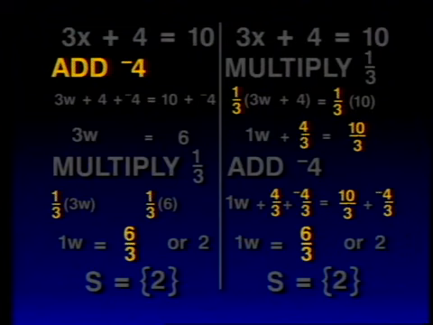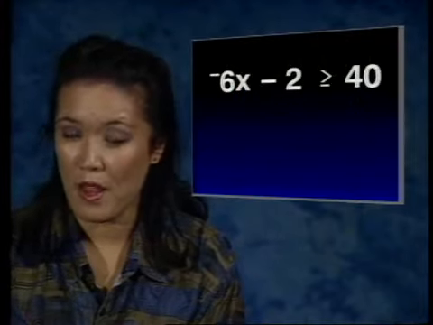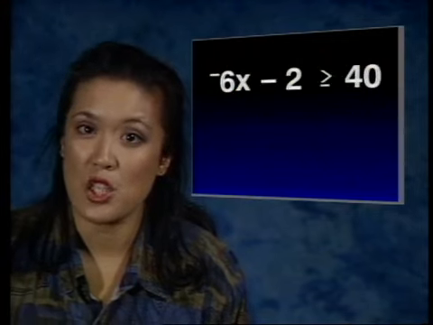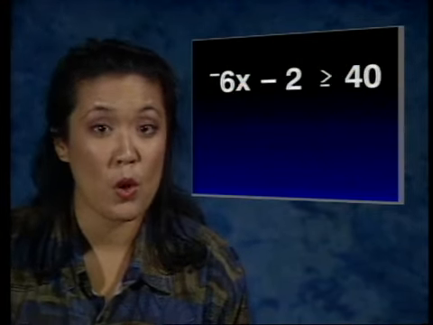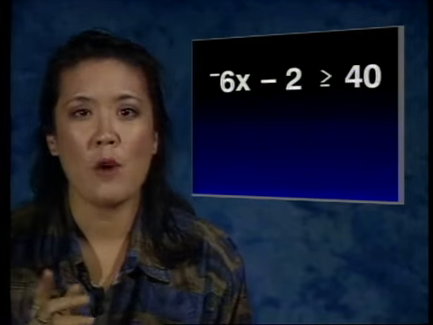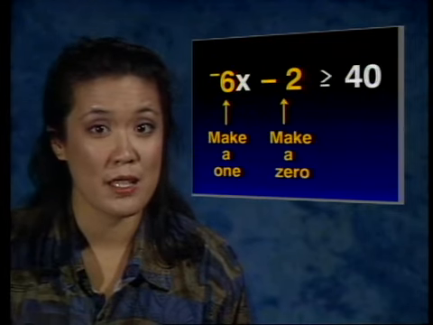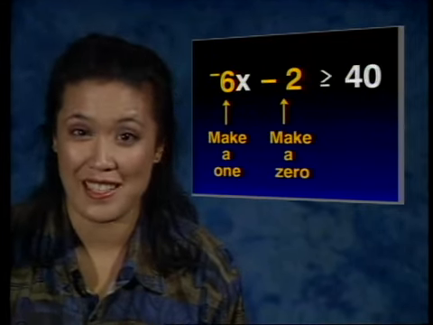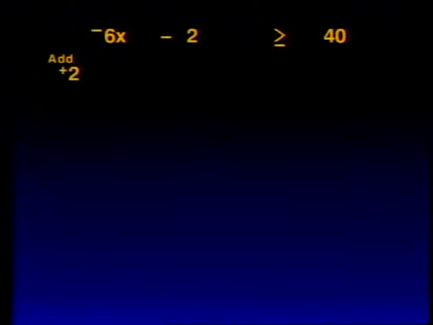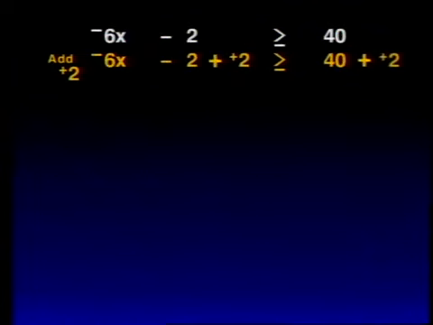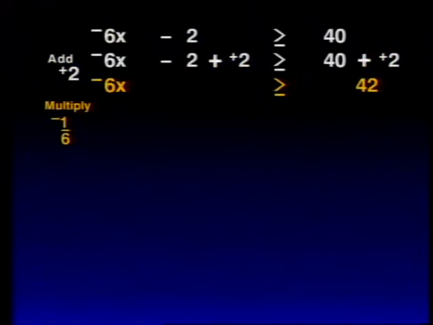All right. How about inequalities? Consider this example: negative 6x - 2 ≥ 40. Again, we have only to make a 0 out of the negative 2 and a 1 out of the negative 6, and we should have what we want, 1x. Adding positive 2 to both sides will make the 0. And multiplying both sides by negative 1/6 will make the 1.